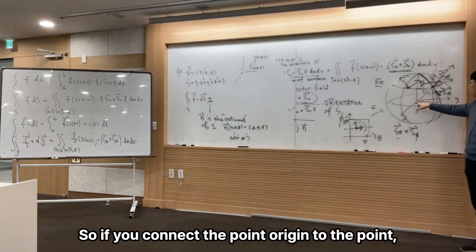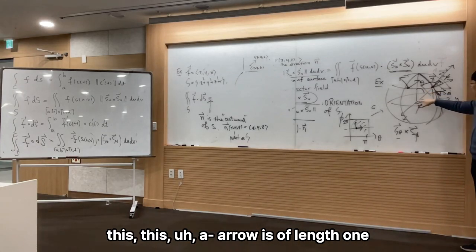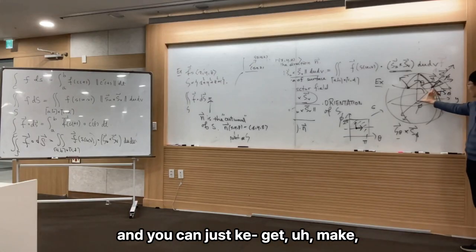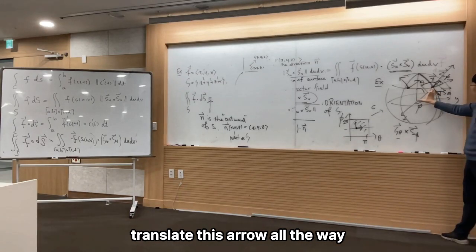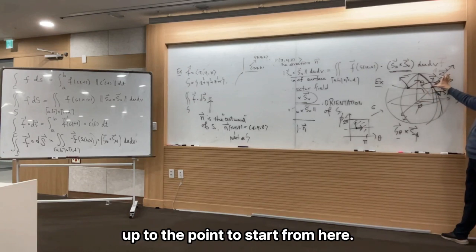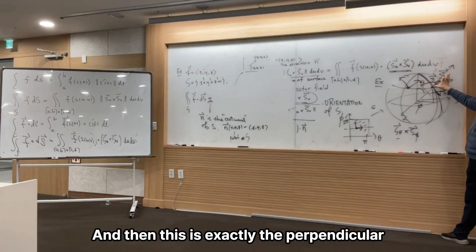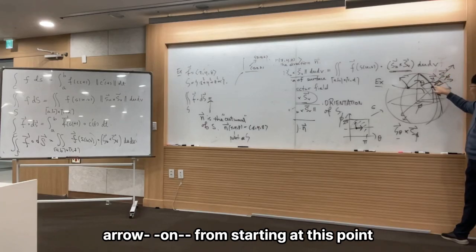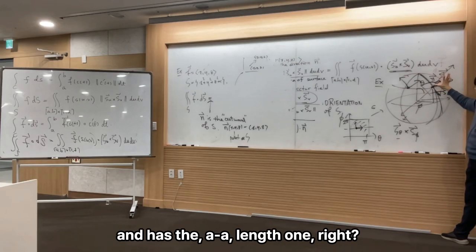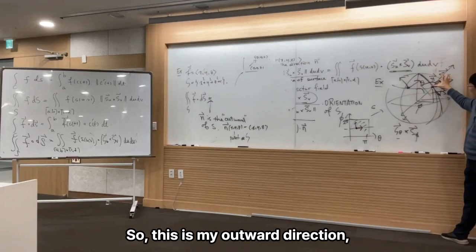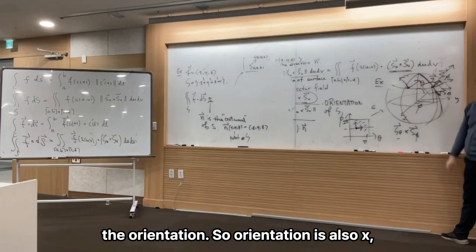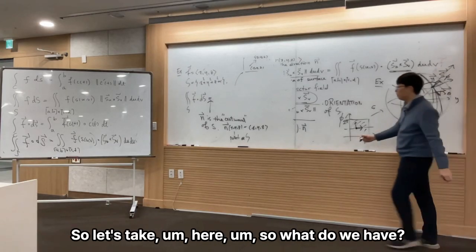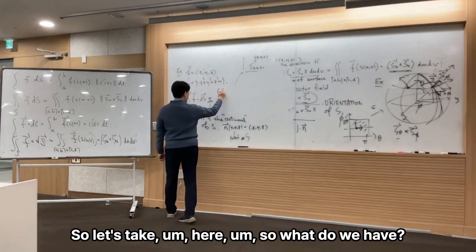So if you connect the origin to the point, this arrow is of length 1, and you can just translate this arrow all the way up to the point to start from here, and then this is exactly the perpendicular arrow starting at this point and has length 1, right? So this is my outward direction, the orientation. So the orientation is also x, y, z, right?